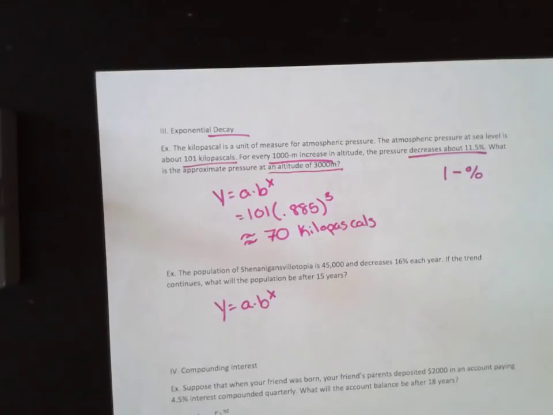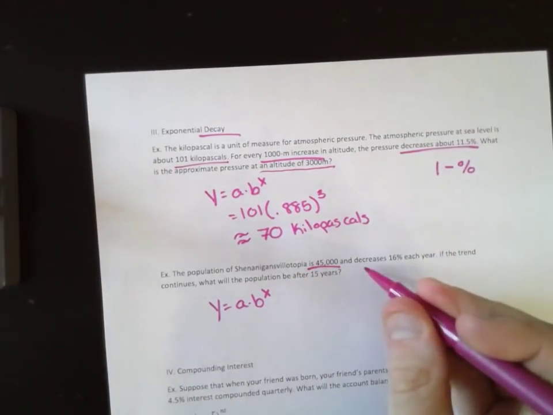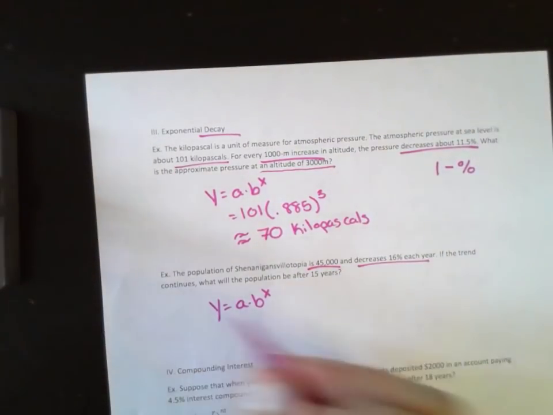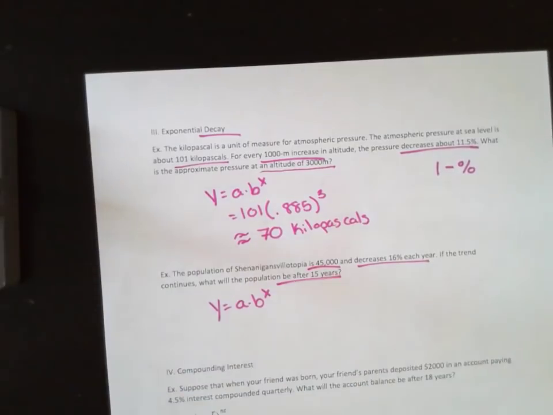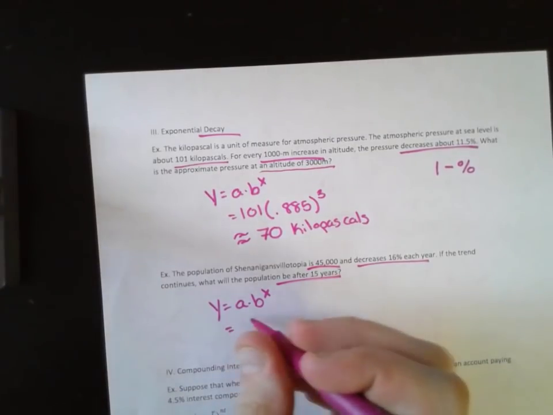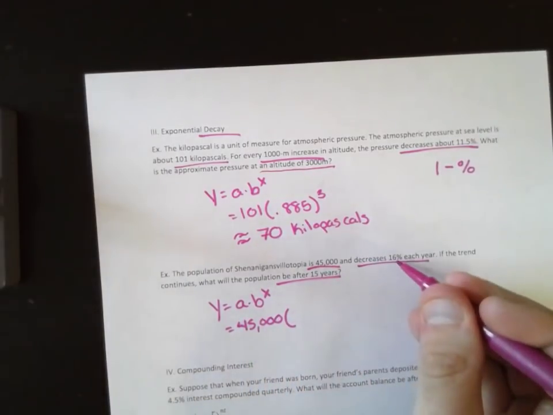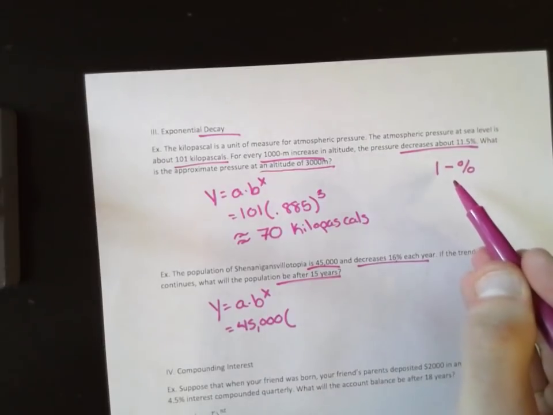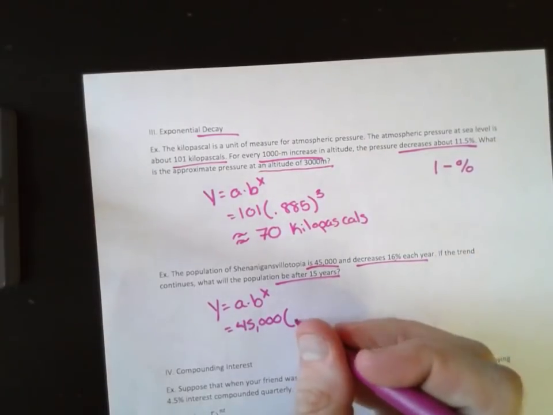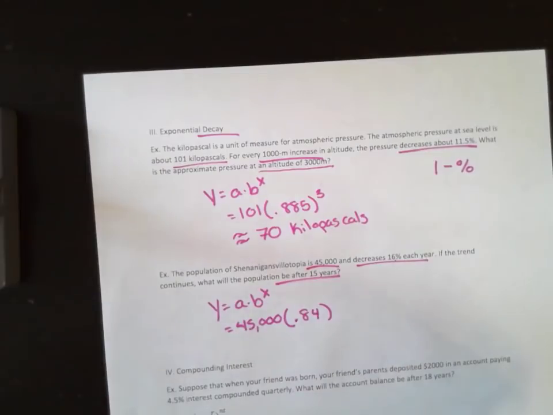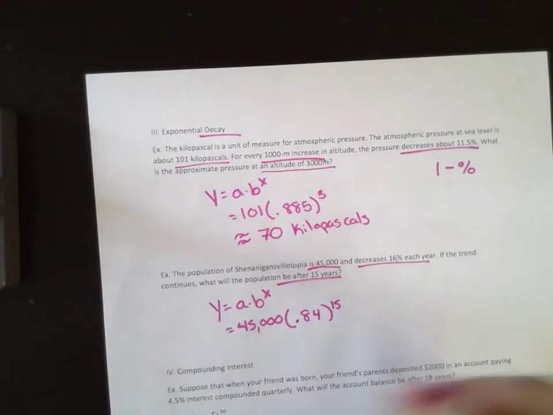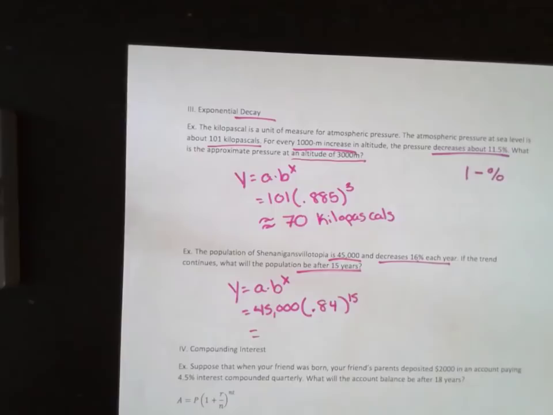Next one, it says the population of Shenanigansville-topia is 45,000, and it decreases 16% each year. If the trend continues, what will the population be after 15 years? Starting value is 45,000. My decay rate is 16, but again, it's 1 minus the percent, so it's going to be 0.84. And then 15 years, plug it in. Once you do your math, you should come up with the answer.